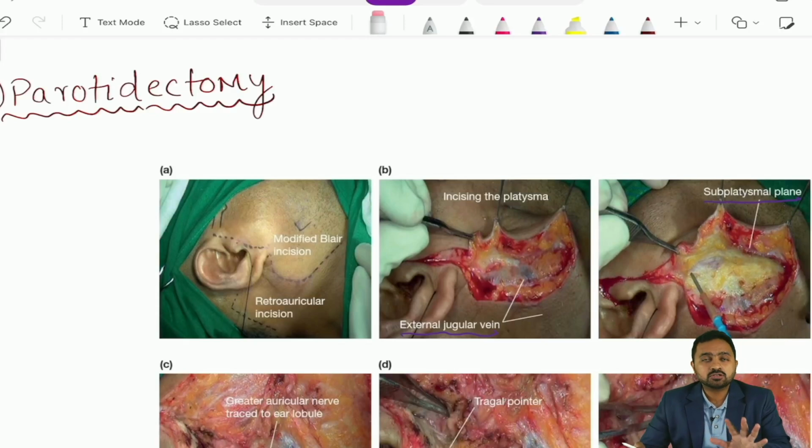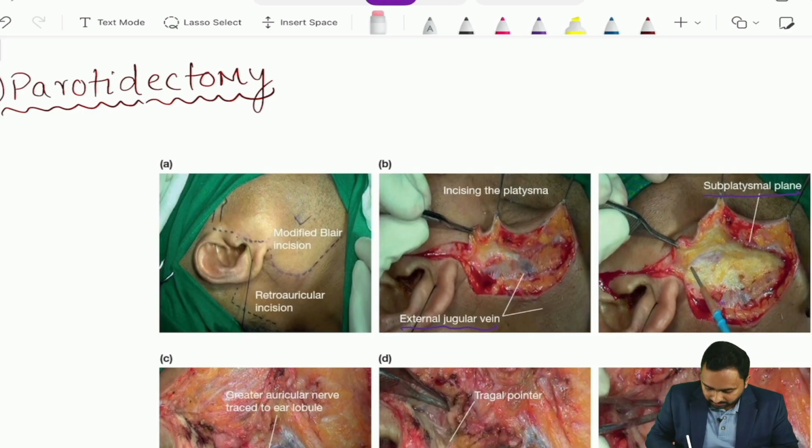Parotidectomy. This is also very important with respect to your exam, specifically the complications, with a special emphasis on Frey syndrome. So let's discuss the important steps in a nutshell. The first important question comes right from the incision, which is your modified Blair incision.